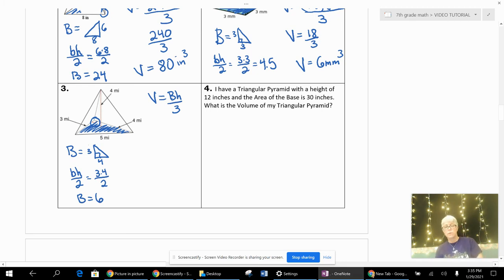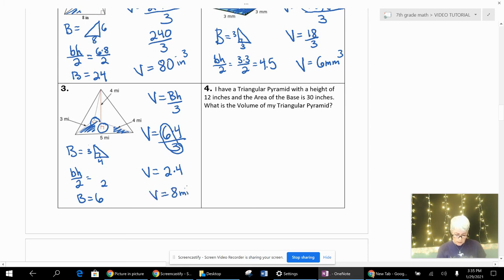Now I'm going to go back to the original formula, and I'm going to put 6 into it. They gave me the height. In fact, if I erase right here, you can see the little right angle there. So the height is 4, divided by 3. Now, the math isn't too bad on this, but I have another opportunity to show you. You could always do the 6 divided by 3 first. 6 divided by 3 is 2. 2 times 4, volume is 8 miles cubed.